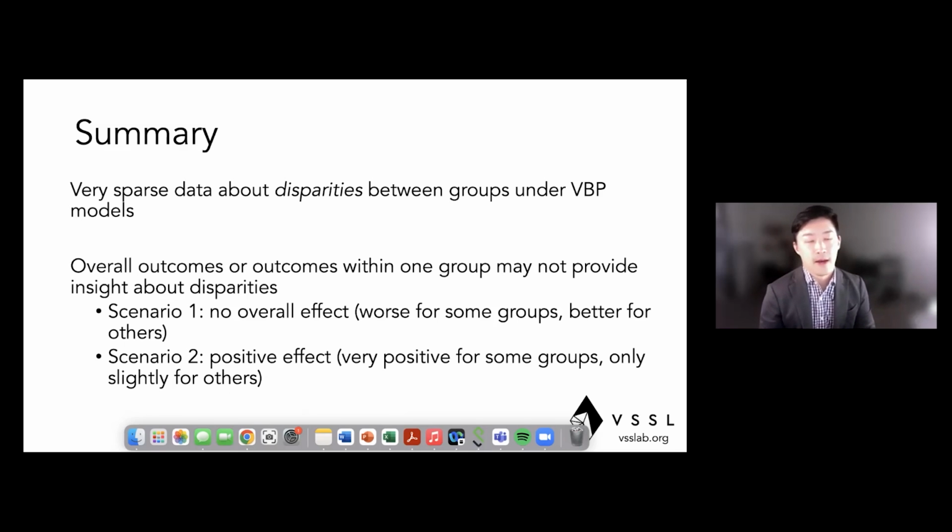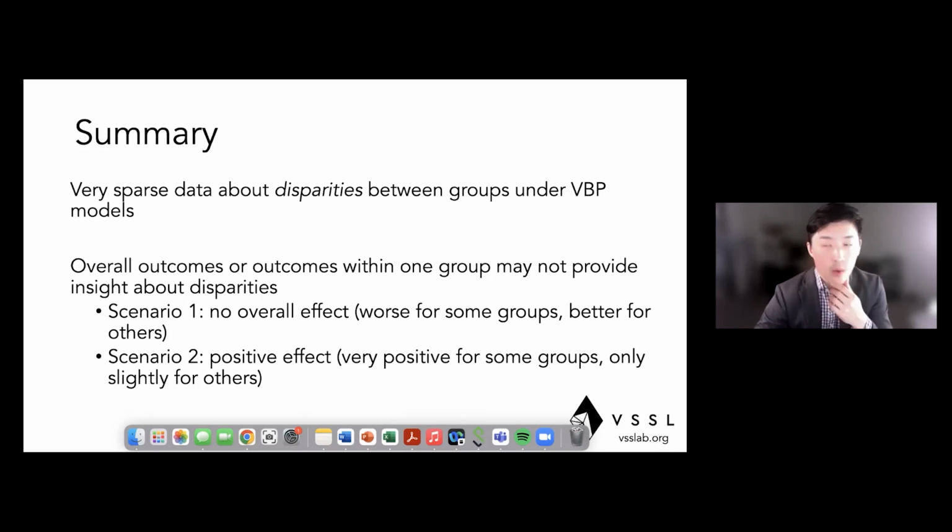Two, there may be a positive effect that you see overall, but when you then look down one level, it's very positive for certain groups and just slightly for others, so that the gap or the disparities between the two groups is actually widening. And I think we have to grapple with whether we're okay with that or not.